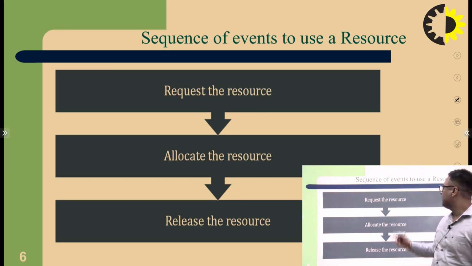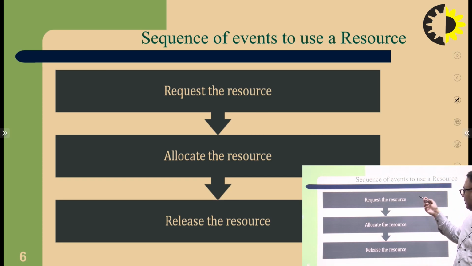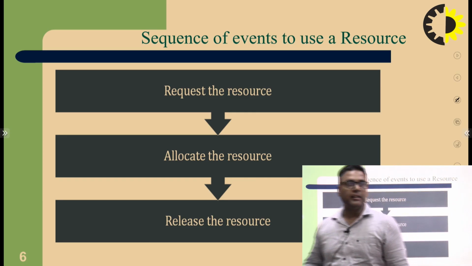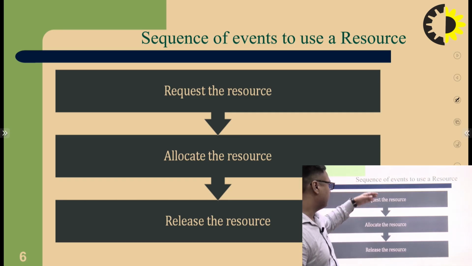The sequence of events for using a resource is: request the resource, allocate the resource, and release the resource. First the resource is demanded, then allocated, and after completing the process, the resource is released.